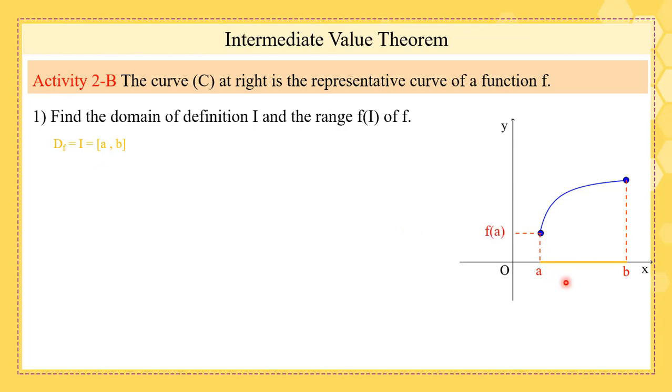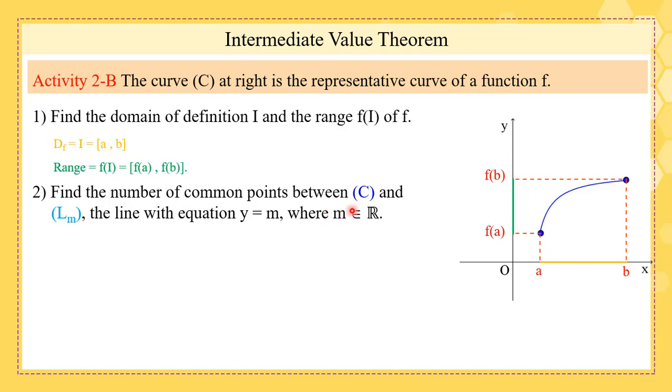Let's continue. If this is A, this would be f of A, and if this is B, this would be f of B, and the range would be the green part, the green segment, which is f of A, f of B. And in fact, this happens because the curve is strictly increasing and continuous. So to find the range of the function, we just apply f of A here and f of B here, being a closed interval.